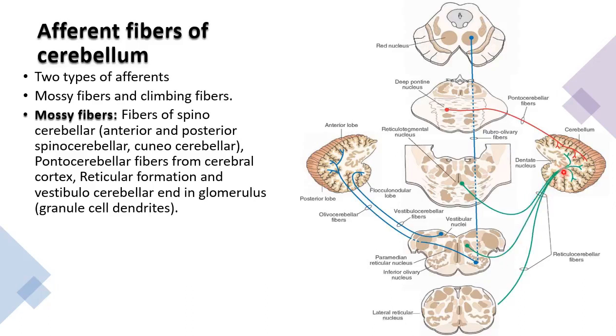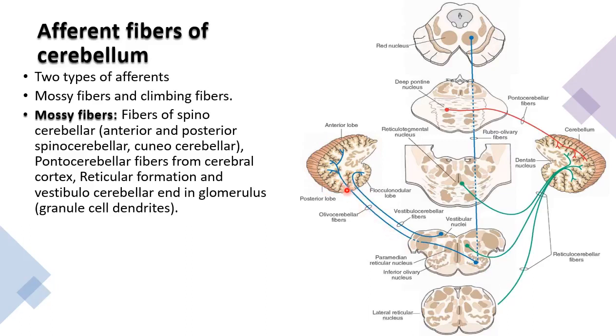They end in a rosette. The terminal endings form a rosette which synapses with the axons of your Golgi cells and the dendrites of your granule cells, and from there they project into the cortex as parallel fibers. Climbing fibers are mainly from the inferior olivary nucleus, especially from the opposite inferior olivary nucleus. That is why it is shown on this side. So the climbing fibers actually form the olivocerebellar tract.